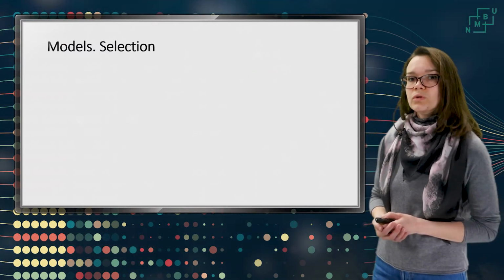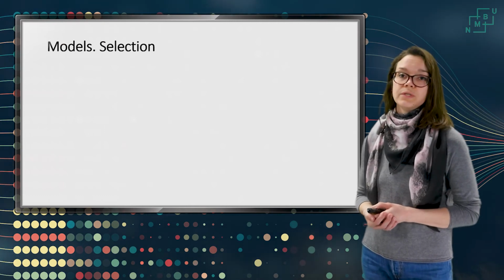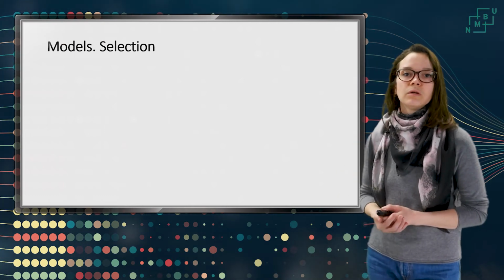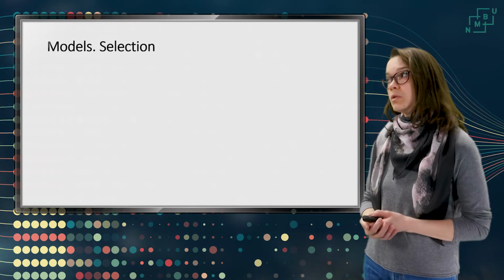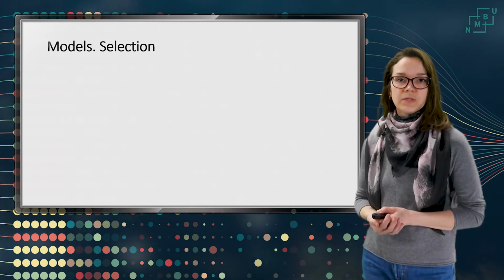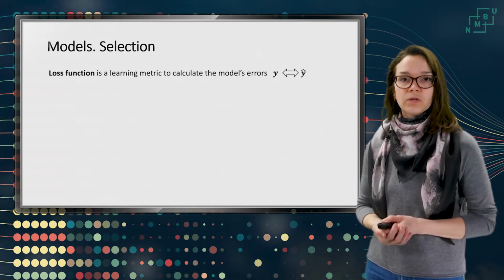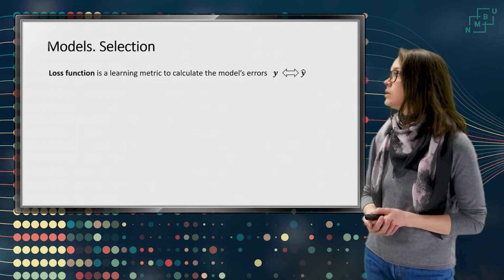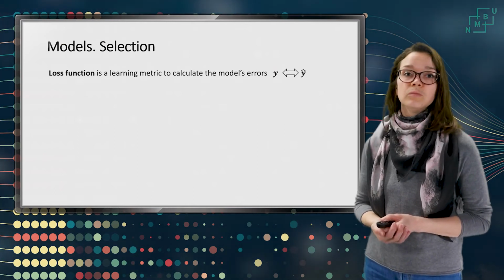Machine learning also has strong ties to optimization. Many problems are formulated as minimization of some loss function on a training set of examples. A loss function is a learning metric to calculate the model errors.